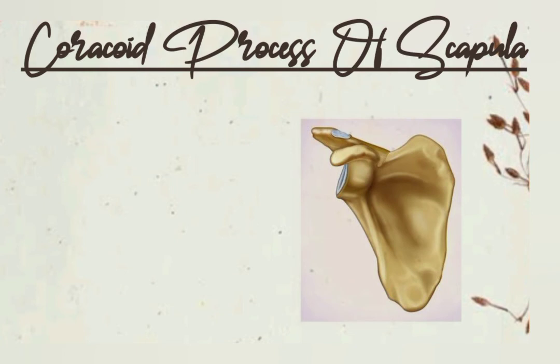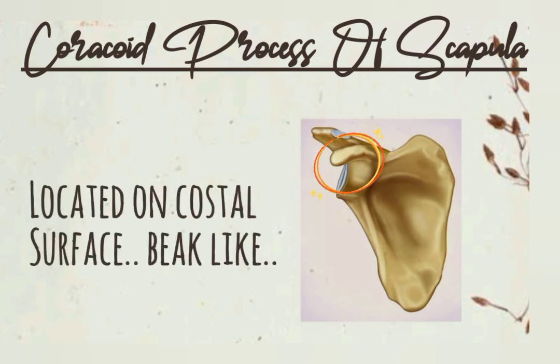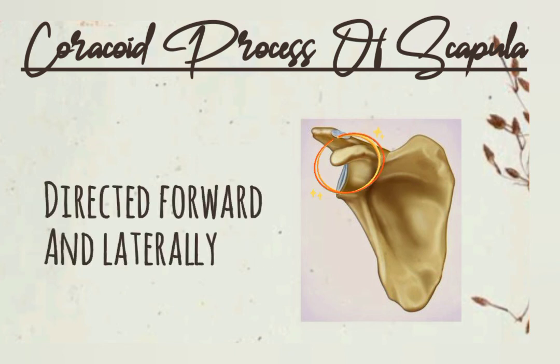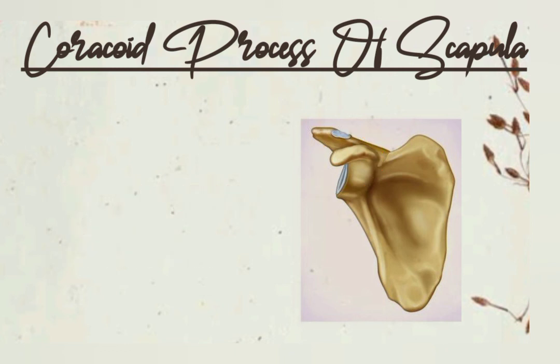Now the last process is the coracoid process, which is located superiorly on the costal surface of the scapula, the anterior surface. It is a beak-like process which is directed forward and slightly laterally. So this is all about the features of the scapula.